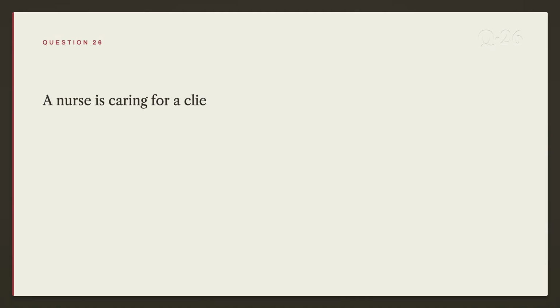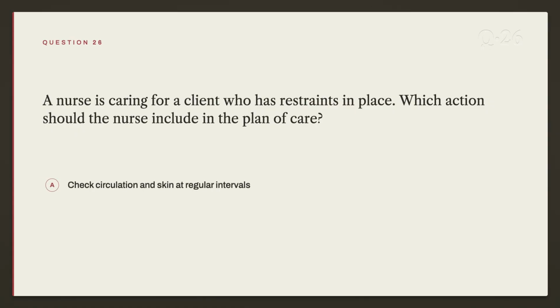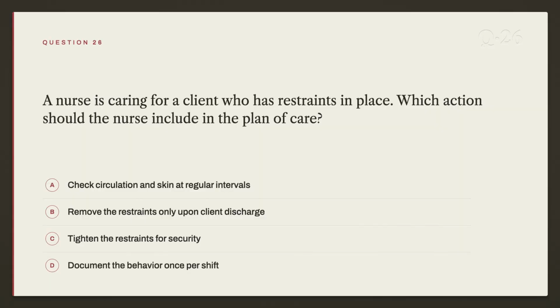Question 26. A nurse is caring for a client who has restraints in place. Which action should the nurse include in the plan of care? Your options are: A. Check circulation and skin at regular intervals. B. Remove the restraints only upon client discharge. C. Tighten the restraints for security. D. Document the behavior once per shift. Take a second. Which answer would you pick?